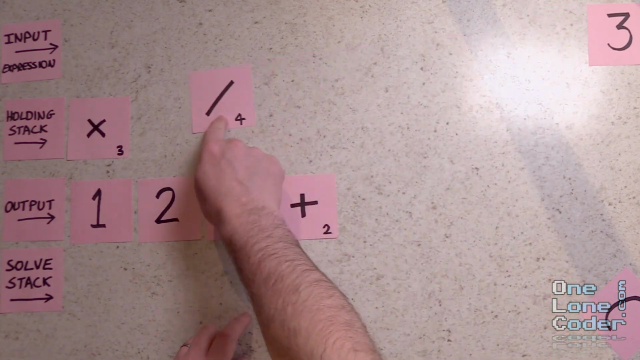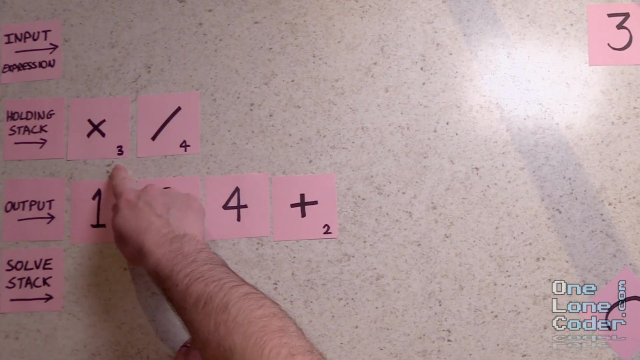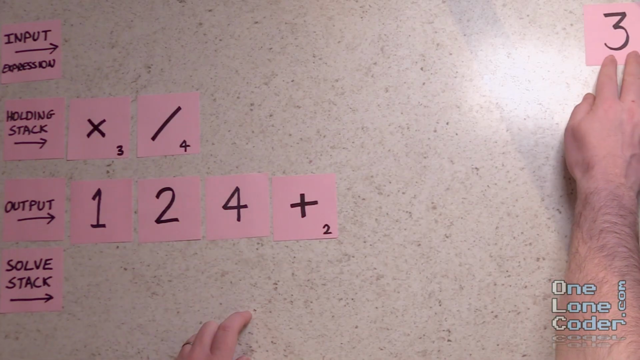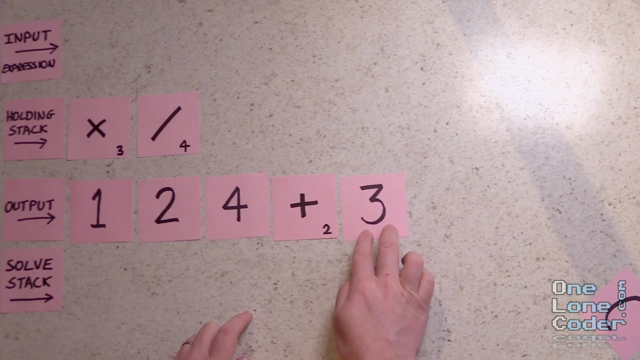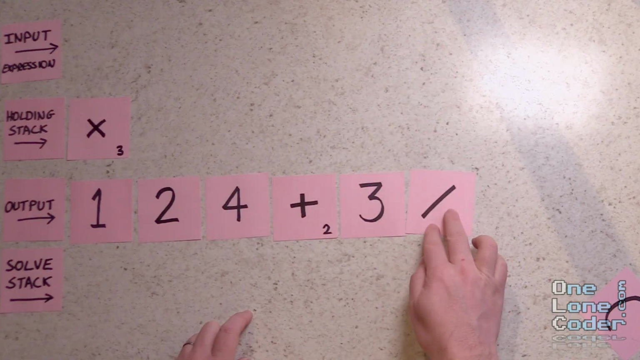Next token is the division operator. It has a higher precedence than what's already at the top of the stack, so we don't need to drain anything. Final token is a numeric literal that just goes out, and now we need to drain the stack.